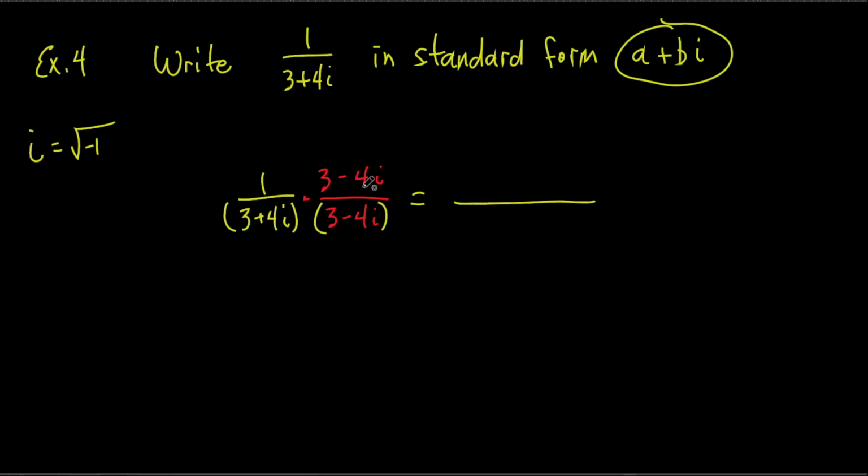What about the top? The top is just multiplied by 1, isn't it? So it's just 3 minus 4i, so I don't have to do anything with that. If that was a different number, you'd have to distribute it through this thing right here, okay? But it's not. It's only a 1, so it's 3 minus 4i.